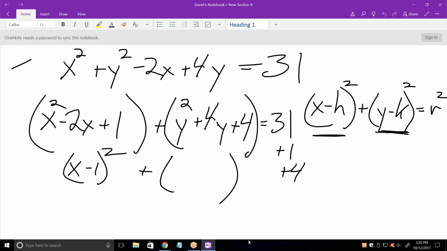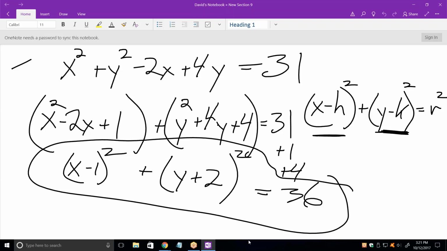In other words, if I'm trying to put it into y minus k, quantity squared, what is it? It's y plus 2. In other words, this plus 2 is always what you got when you took half of that coefficient. Or this minus 1 is always what you got when you took half of that coefficient. And on the other side, I add up those three numbers and I get 36. Now I've got it in the exact format that I need it in.